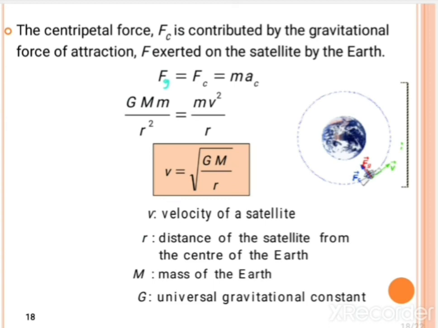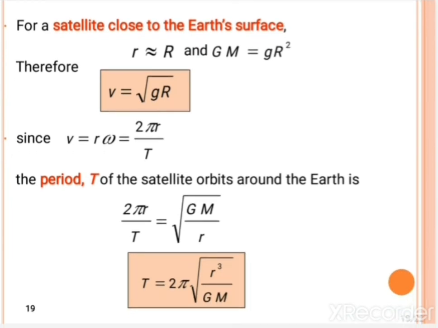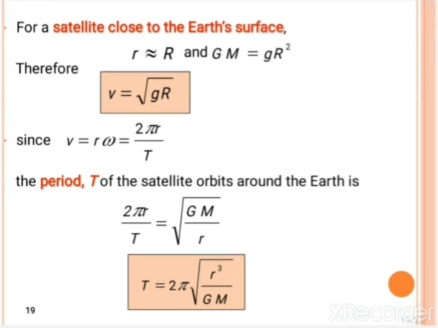Mass here is the mass of Earth, not the mass of the satellite. Alright? So remember, v is the velocity of the satellite, or tangential velocity. r is the distance of the satellite from the center of the Earth. M is the mass of Earth. G is the universal gravitational constant. Okay? For a satellite close to the Earth's surface, meaning that r is equal to the radius of Earth, therefore the linear velocity is equal to the square root of gR, R for the radius of Earth.